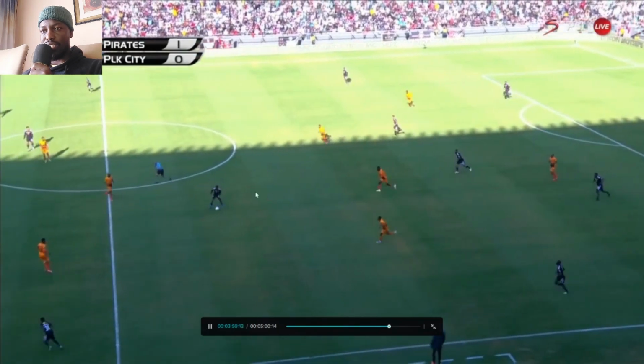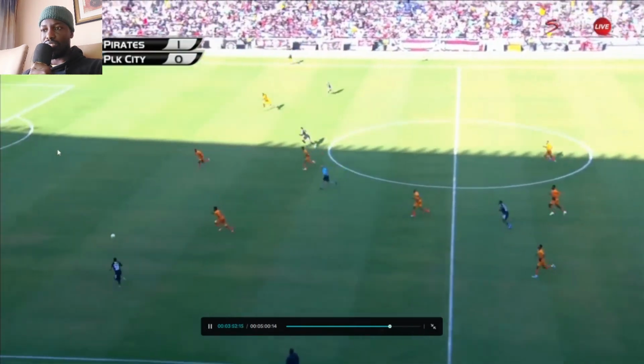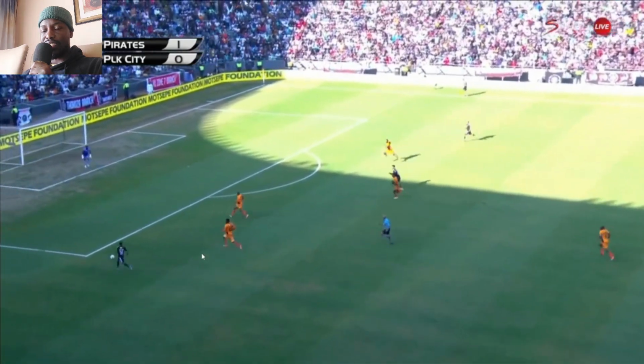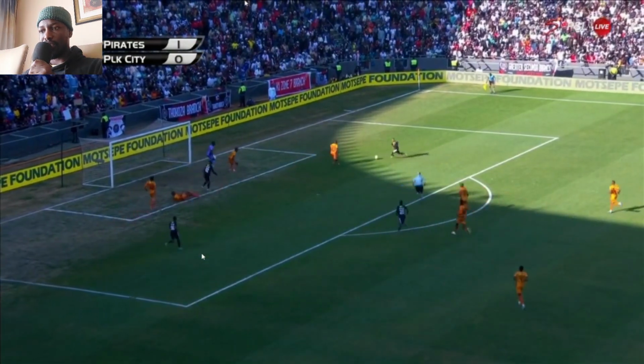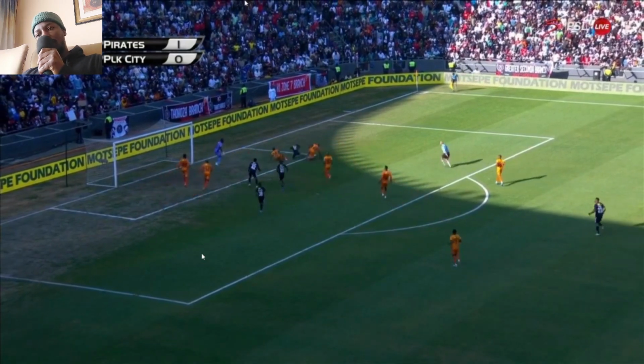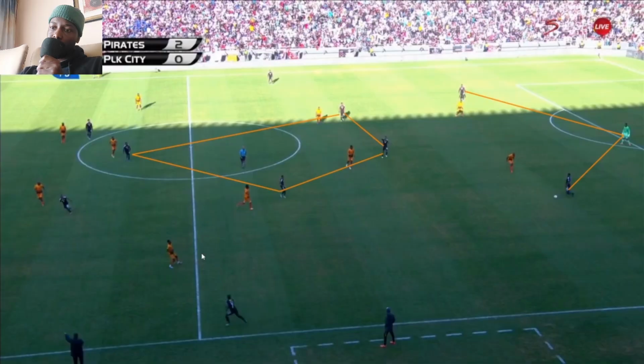Look at the space, one touch, he's gone. And then I think this is the penalty. Yeah, this is the penalty. This is how the penalty came about, and it all came from those passes.